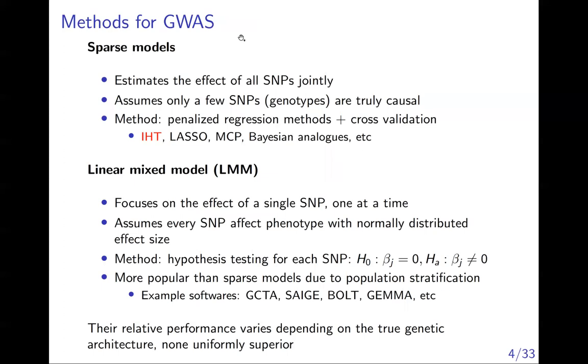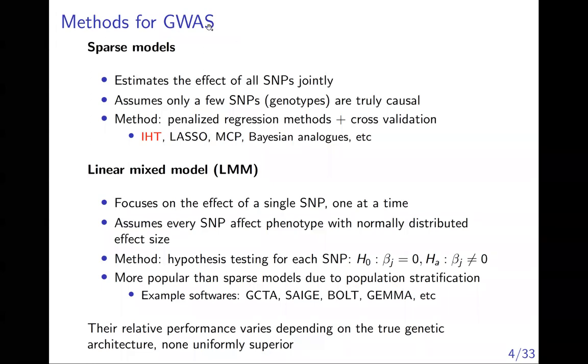And because GWAS has been very popular for the past decade, there are lots of methods developed for GWAS. Here I broadly categorize them into two main categories. The first one is the sparse models, the sparse penalized regression models. In this regime, you estimate the effect of all SNPs jointly in a single model. And the assumption is that even though you include all of the SNPs, only a few of them are truly causal for your phenotype or associated with your phenotype. So almost every other SNP has 0 effect.